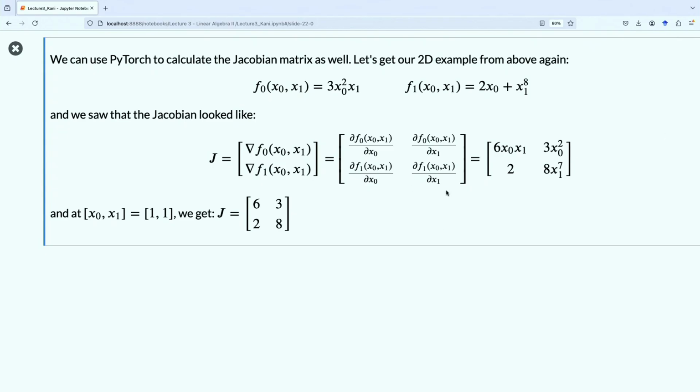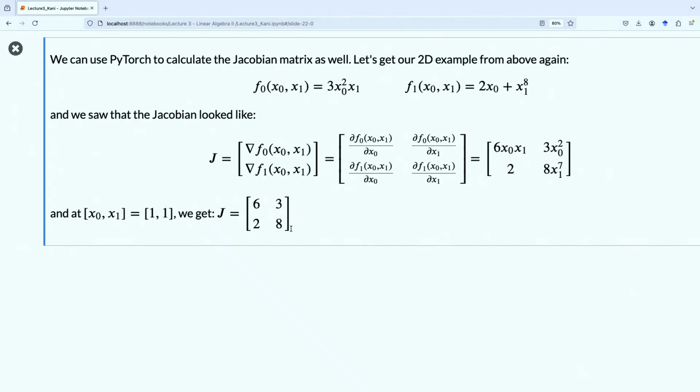In fact, when we're doing our auto differentiation next week, we'll only want the value of the Jacobian for a particular input. So let's just in this case assume that the input x0, x1 is 1, 1, and we get a Jacobian that is equal to 6, 3, 2, 8. So that's what we know analytically.